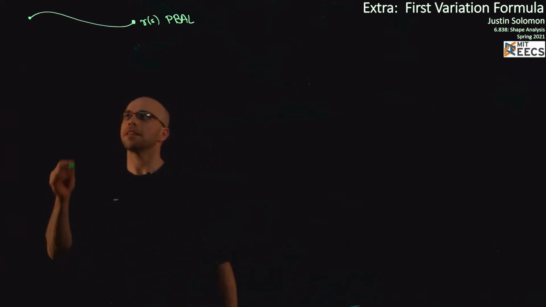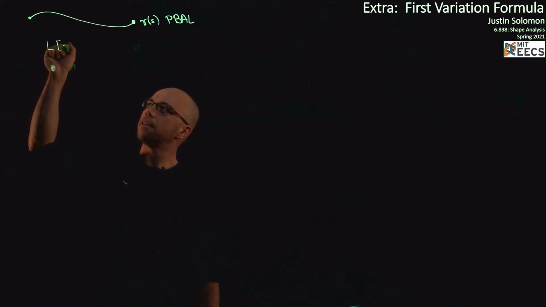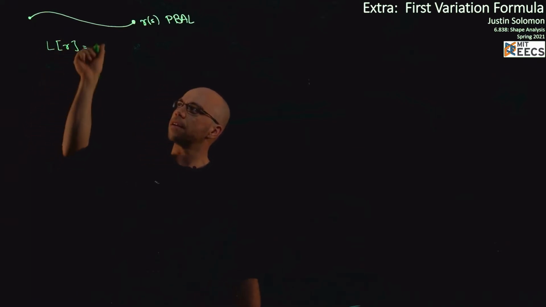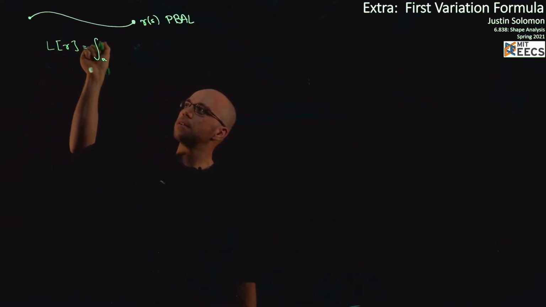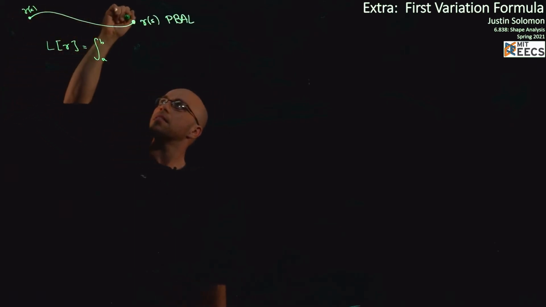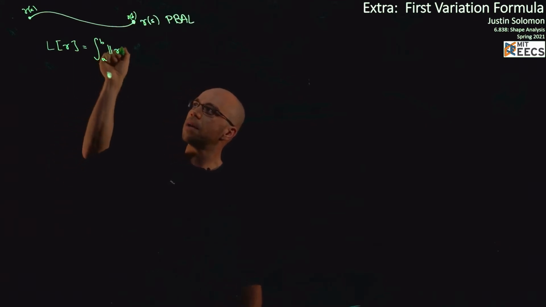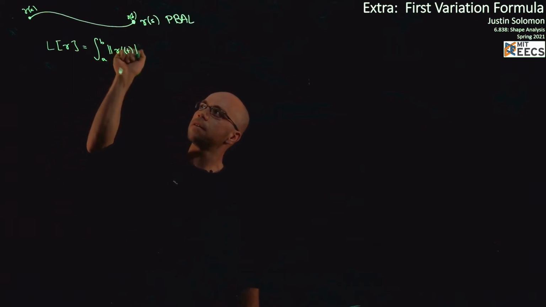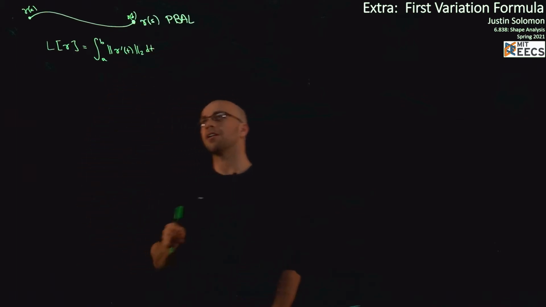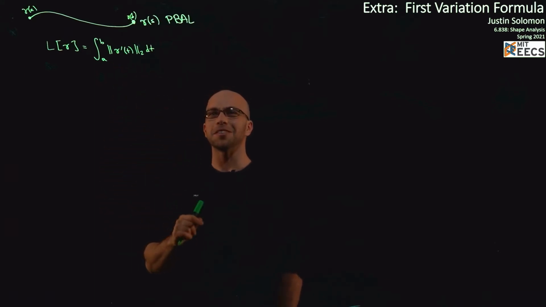So remember that the arc length of gamma is given by a relatively simple expression. The L of gamma looks like the integral from a to b, assuming that this is gamma of a and this is gamma of b, of the norm of gamma prime of t dt. If our curve is parameterized by arc length, then we can actually just substitute a 1 here, right? The length of the curve is just b minus a.